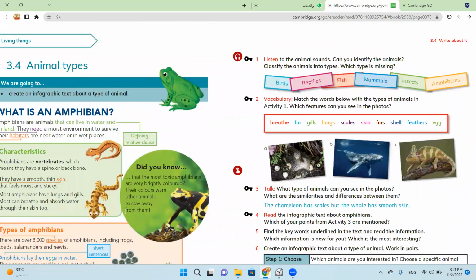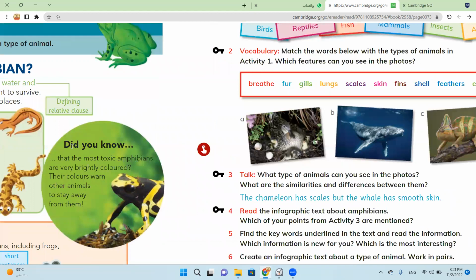But before we do the activities, there actually is a point here. Did you know that the most toxic amphibians are very brightly colored? Look at the picture of this frog here that has a yellow color around its skin. It's very bright because this indicates that this frog is toxic, and this warns other animals to stay away from them.